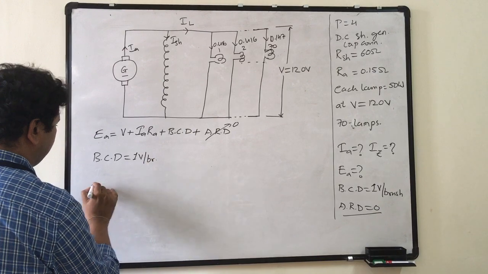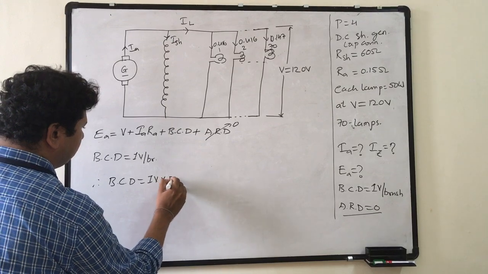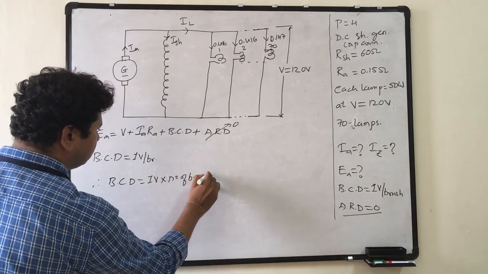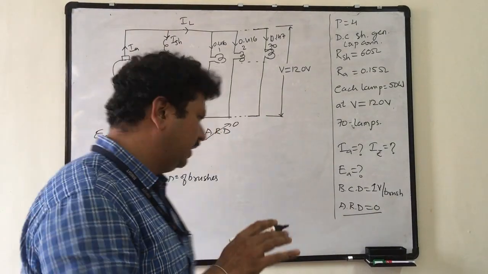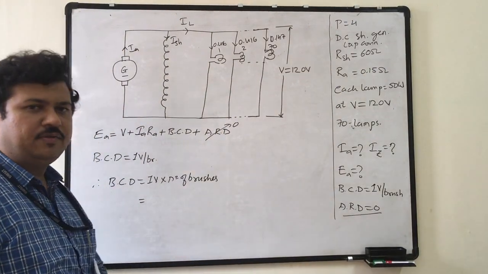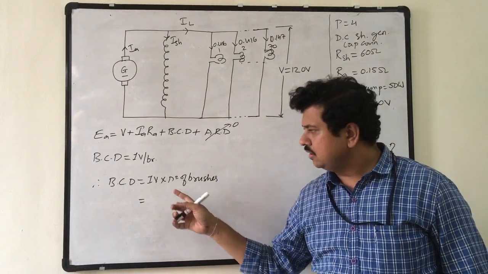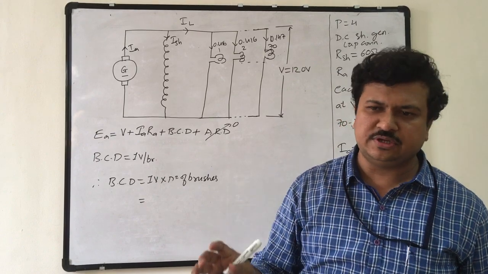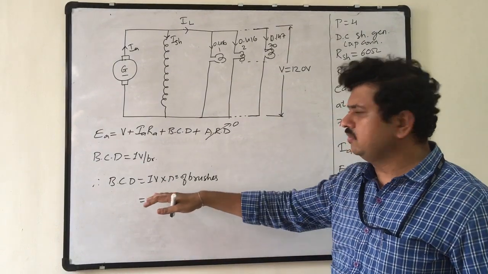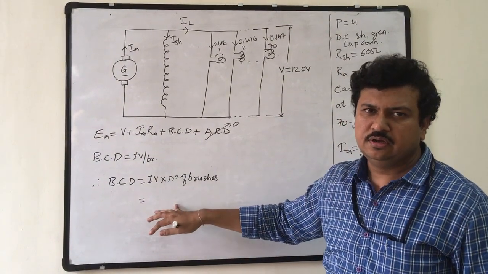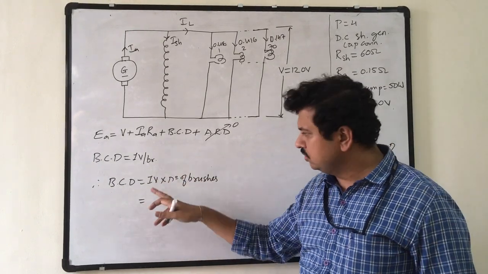It is given. Therefore, BCD is equals to 1 volt into number of brushes. In many textbooks, there is a mistake done here. In the statement of the numerical, it is mentioned 1 volt per brush, but while taking in the solution, the voltage per brush was not multiplied by the number of brushes. I should not take the name, but this is a common mistake done in many textbooks. So I should be multiplying number of brushes to this voltage per brush.